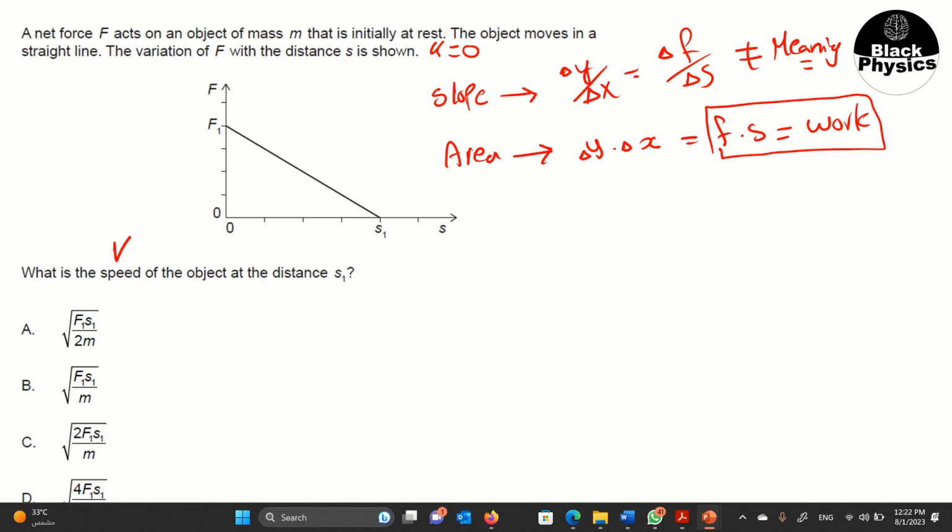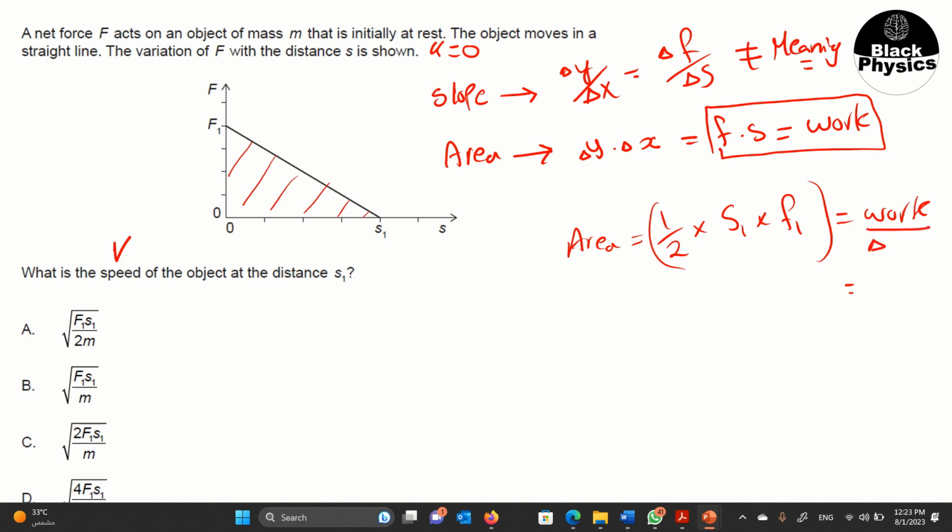So the area of this graph means the area under the line, which is the area of this triangle. The area is half multiplied by base multiplied by height. That will give me the work. Okay, what can the work do with the choices here? The choices here combine force, mass, and we need to find the velocity. So of course, I'm dealing with the kinetic energy equation, not the potential energy equation, because we know that work is the change of energy.